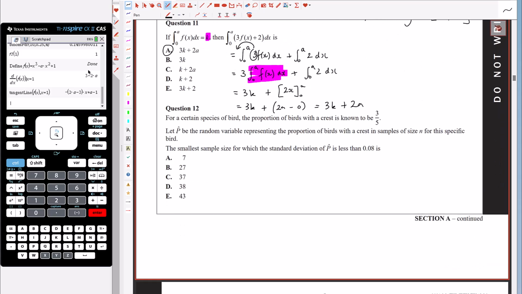Okay, so for a certain species of bird, the proportion of birds with a crest is known to be 3/5. So that's p, the population parameter. Let p hat be the random variable representing the proportion of birds with a crest in samples of size n for this specific bird. The smallest sample size for which the standard deviation of p hat is less than 0.08 is. Okay, so we're going to need the standard deviation of p hat.